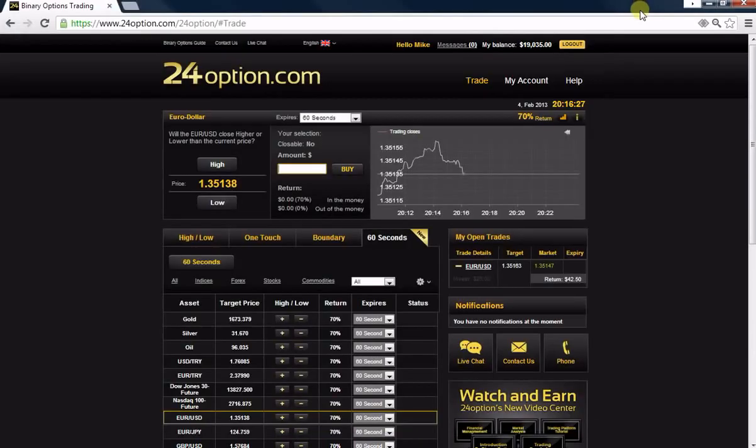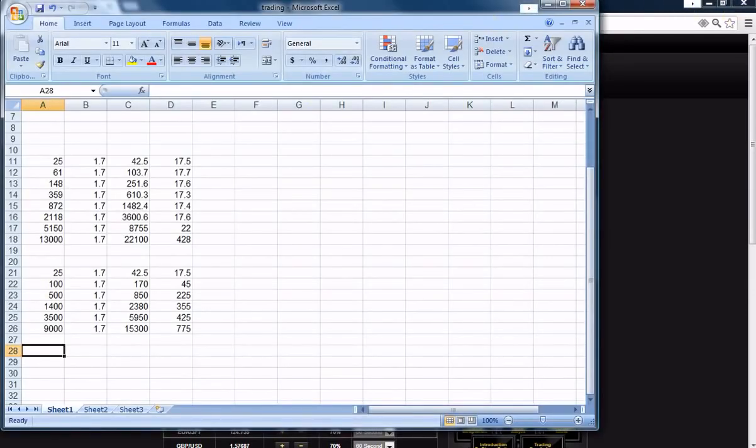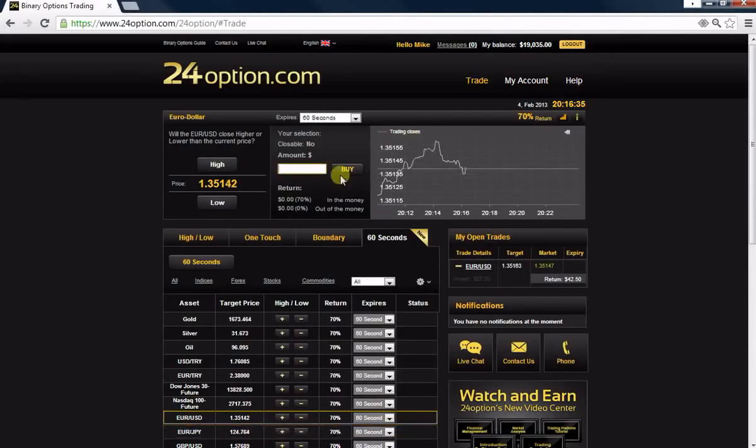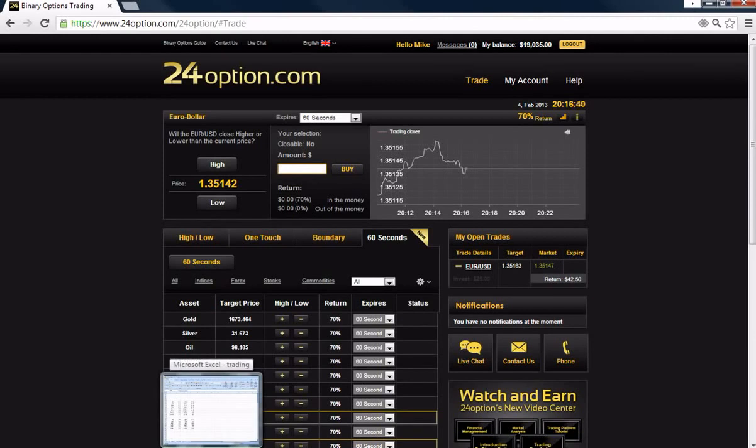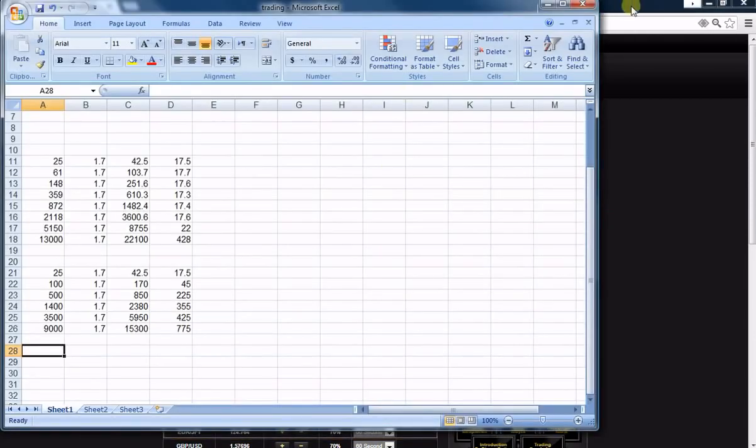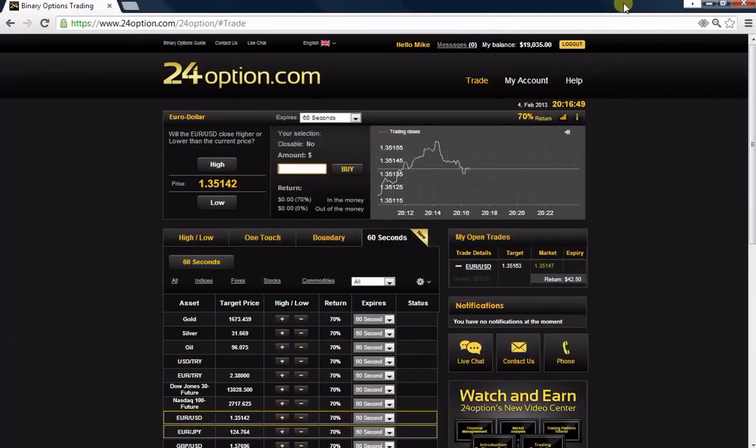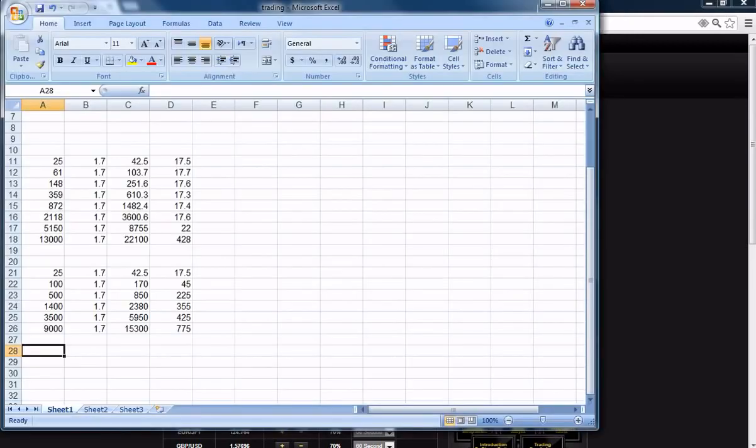There are several variants on this technique that we can use here in 24options, because it allows us to really choose the amount that we're going to invest. Sometimes I like to make a certain profit on my trades, like I'd like it to be consistent. So for instance, the $25 investment is the lowest I can do, and you profit about $17 from it. In the next trade, I'd like to profit the same amount, another $17.